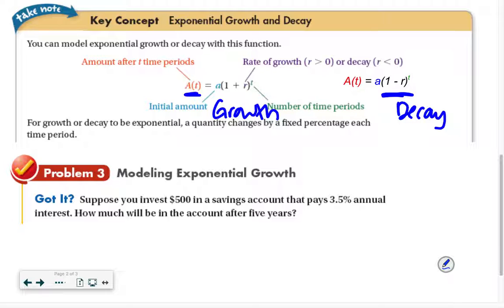The cool thing is, this formula tells us about money, and everybody loves money, right? I love money. Unless you don't have it, that sucks.